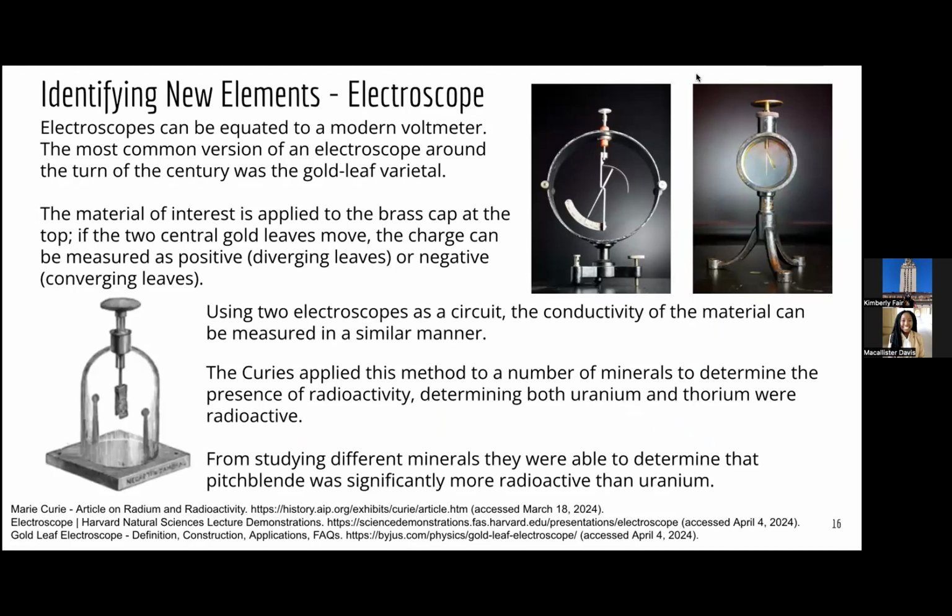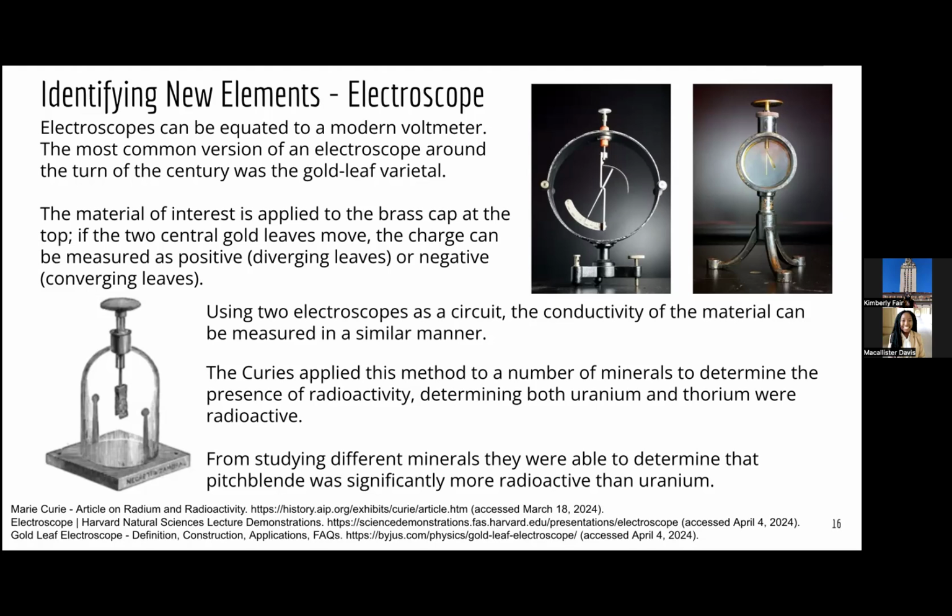Another large contributor to this discovery was the electroscope, which the most common version at the time was the gold leaf varietal, where there's a brass cap on the top of the apparatus where you load your sample. And depending on the charge of the system as well as the charge of the sample, the gold leaves in the center would either converge or diverge, to indicate the flow of charge.